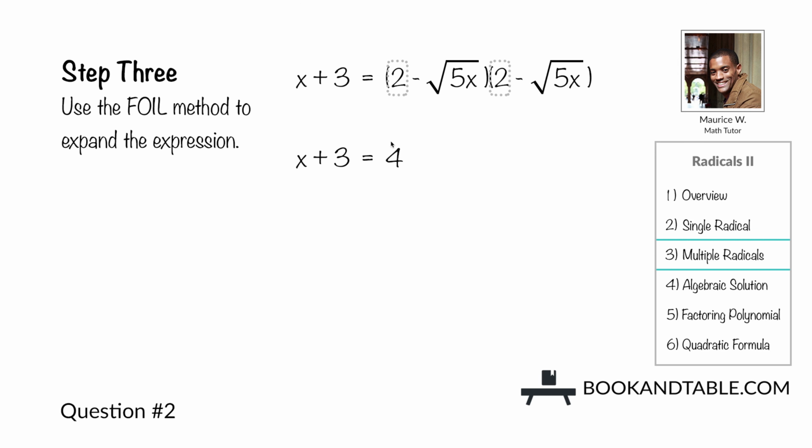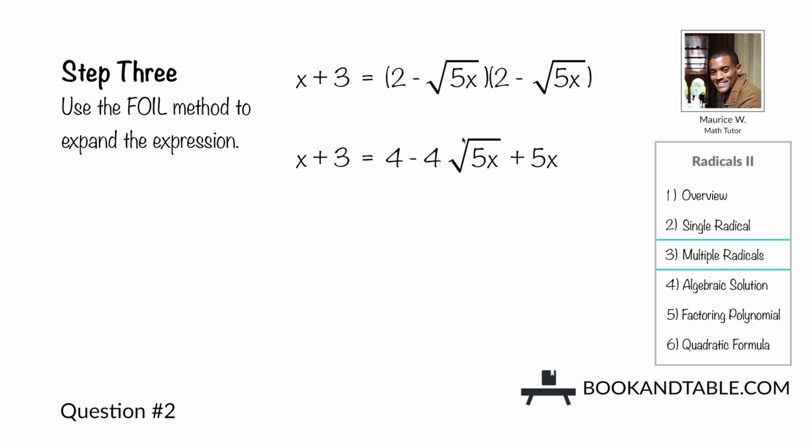2 times 2 is 4. 2 times negative radical 5x is negative 2 radical 5x. Negative radical 5x times 2 is negative 2 radical 5x. And negative radical 5x times negative radical 5x is positive 5x. Negative times negative is positive. Negative 2 minus 2 would give us negative 4 radical 5x. So once we remove our first radical sign, we have x plus 3 is equal to 4 minus 4 radical 5x plus 5x.